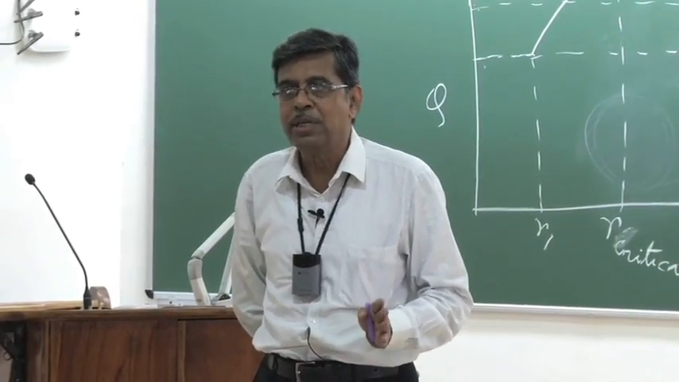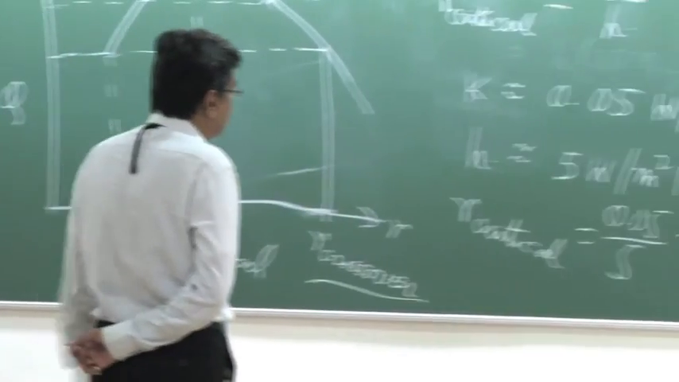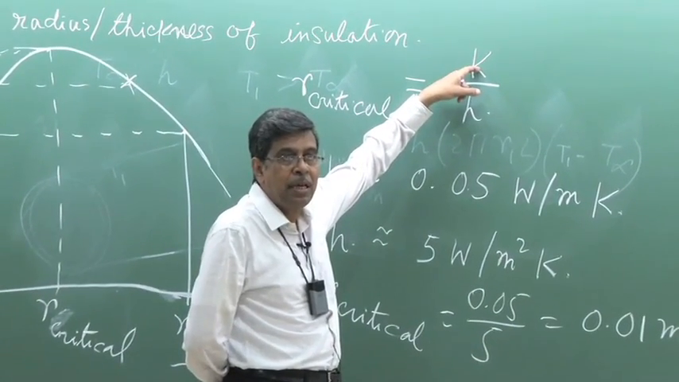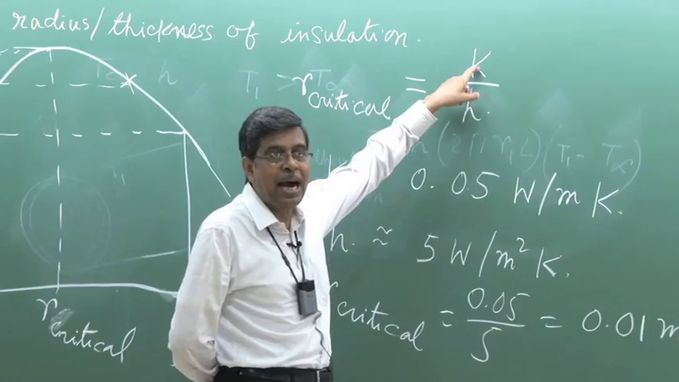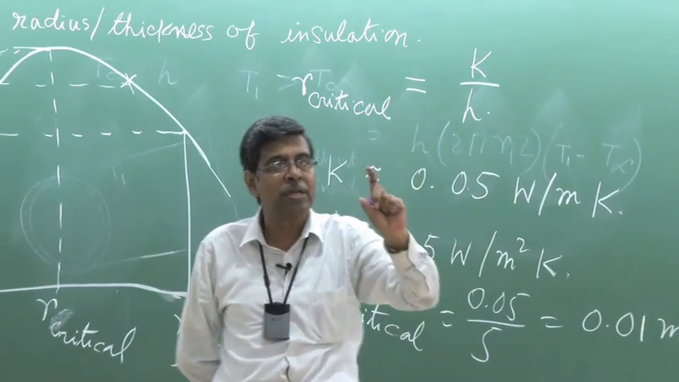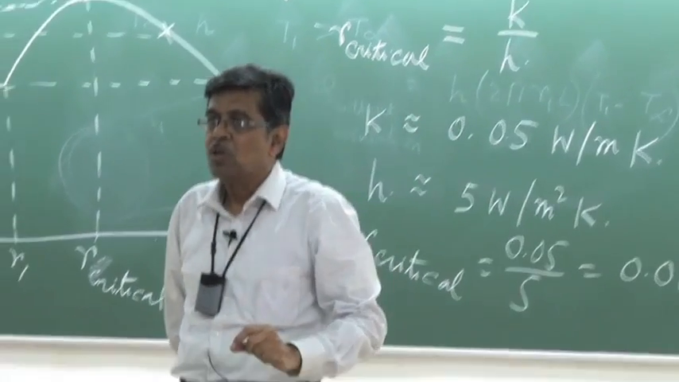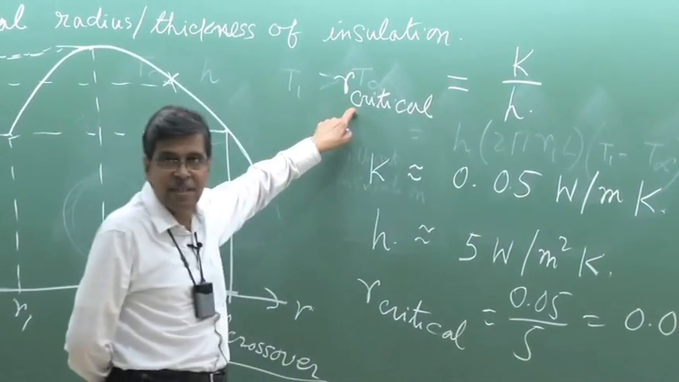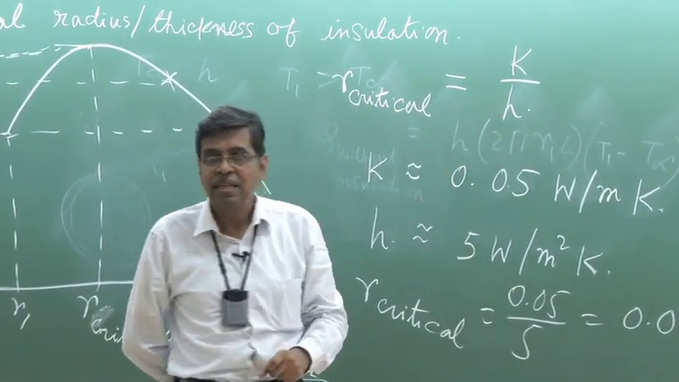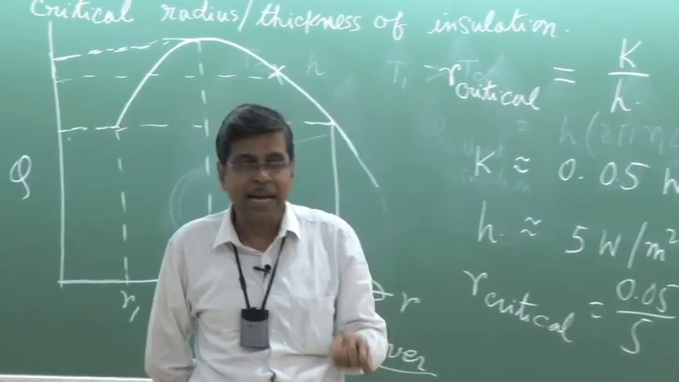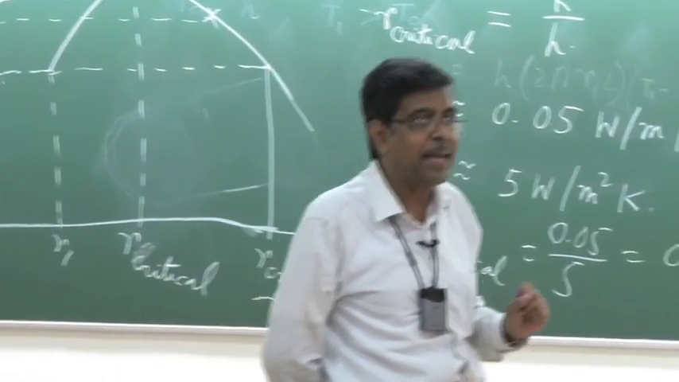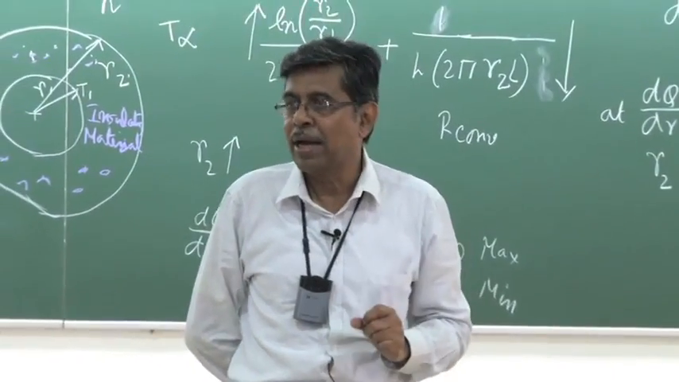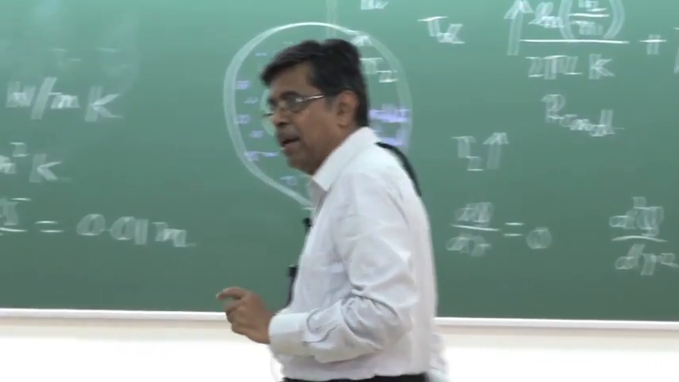Clear? So therefore, it is the critical radius of insulation which is more important, and it is directly dependent on k, obviously. If k is very high, it will be conducting, so the insulating material's k should be low. So if k is lower, we require less radius. Similarly, if h is lower, you require higher radius, and if h is higher, you require lower radius. Okay, clear?